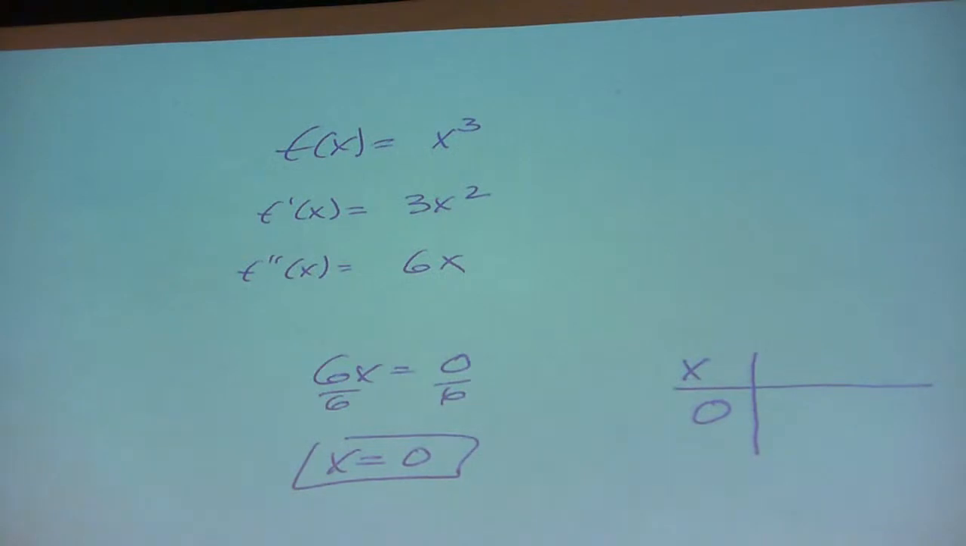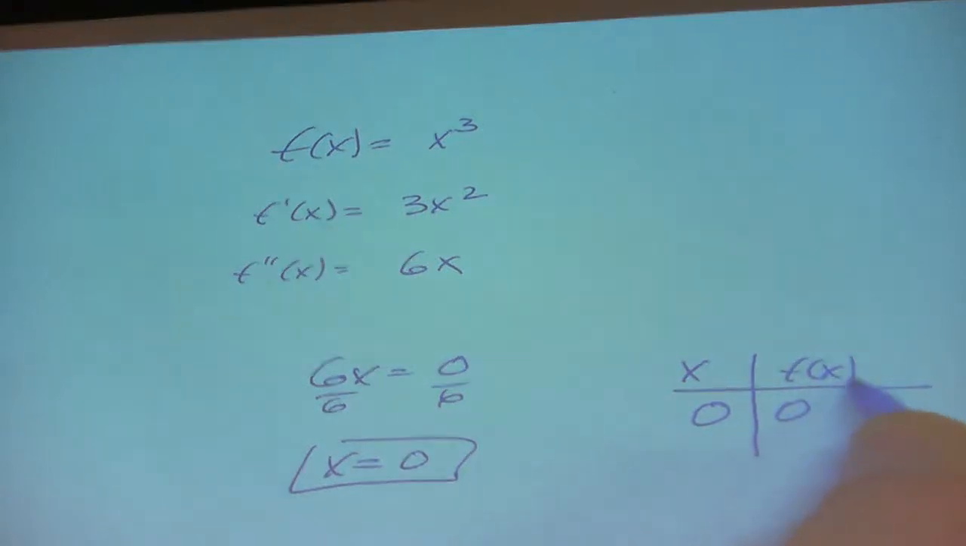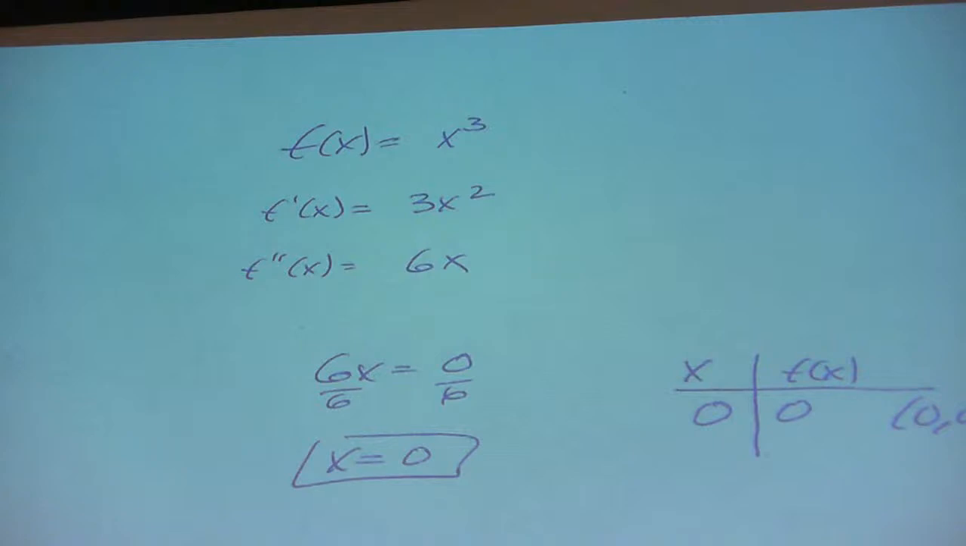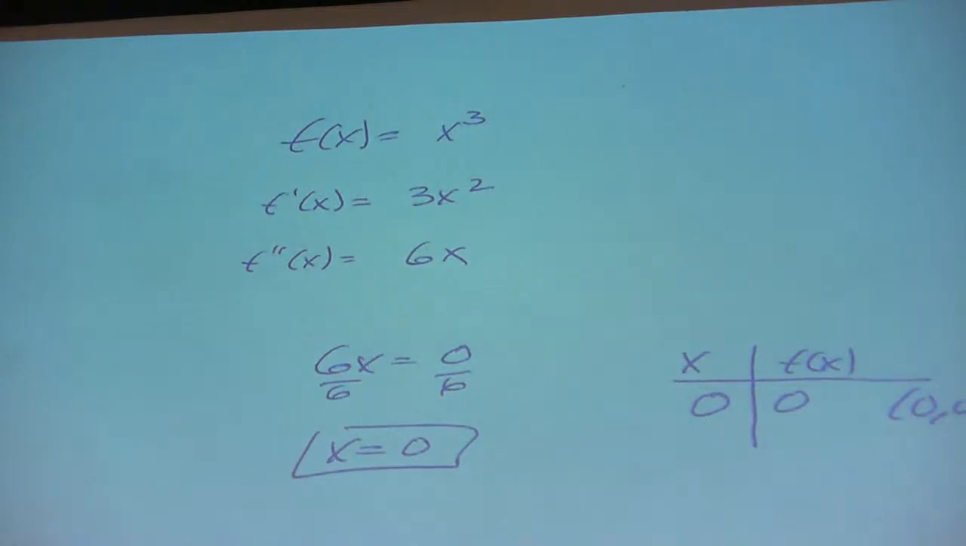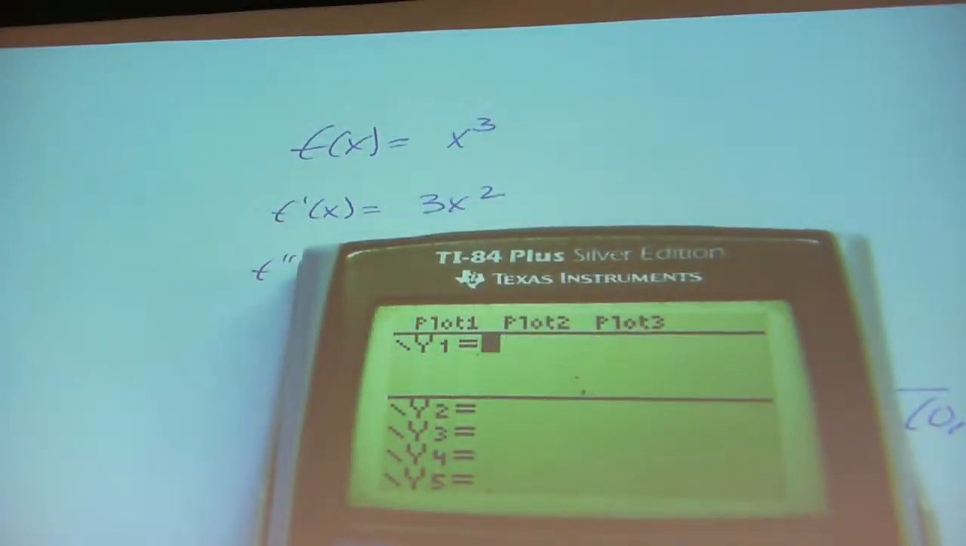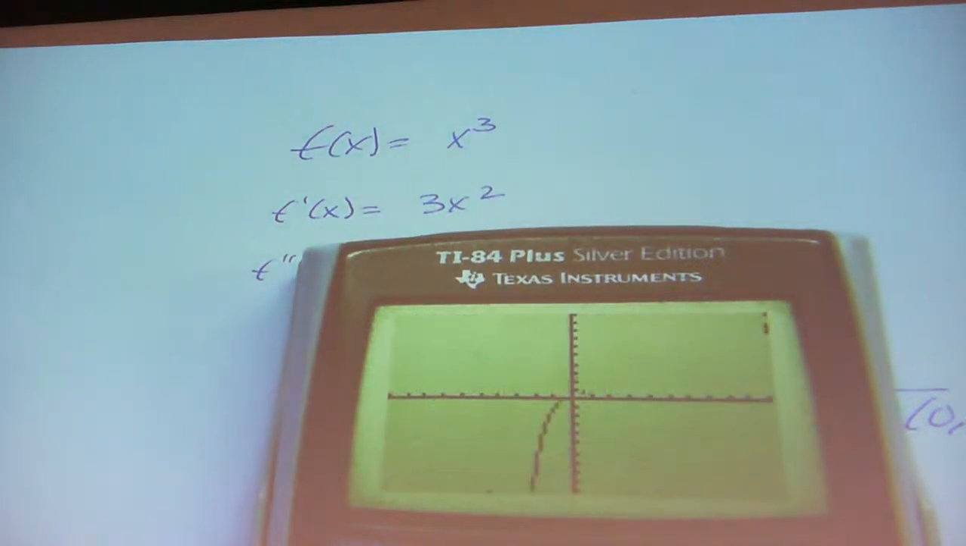So we have a possible inflection point at 0. Remember, to find out where that point is, we plug it into the original. 0 cubed is also 0. So we have an inflection point at (0, 0). But to verify that, we want to go ahead and look. So we go to my calculator, go to y equals. In y1, we'll put x raised to the 3rd. We'll do zoom 6 to get a standard window.